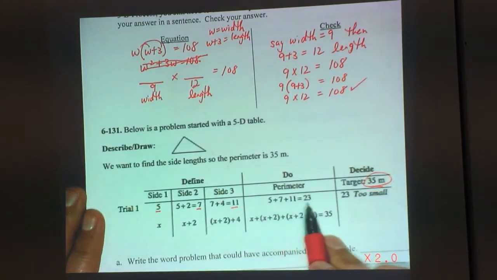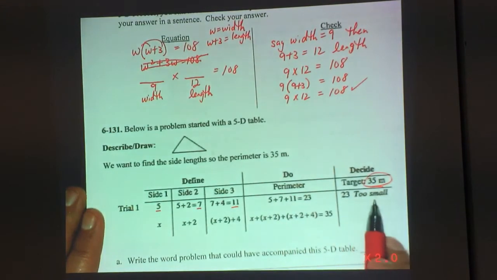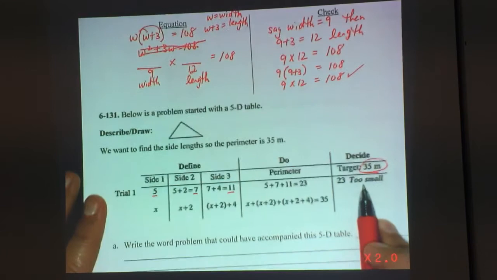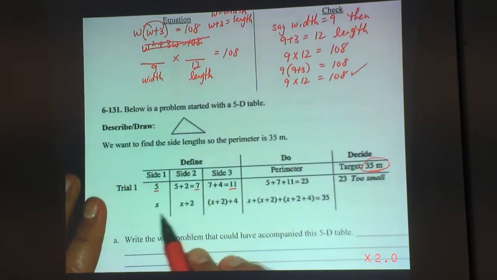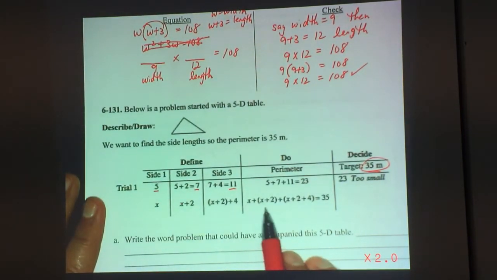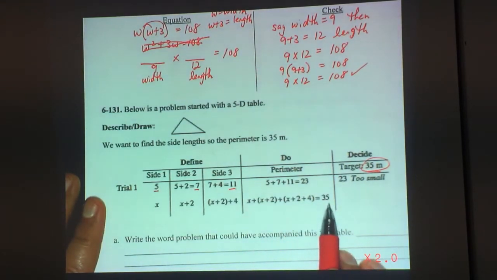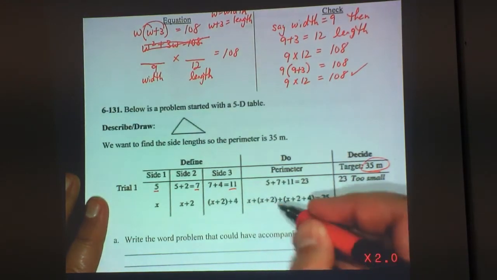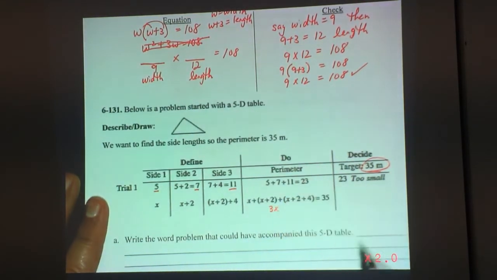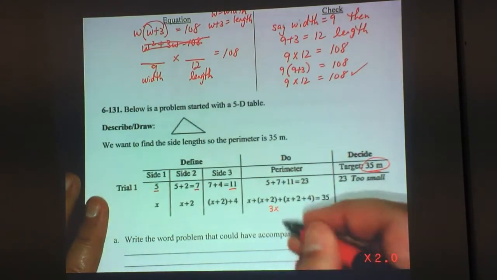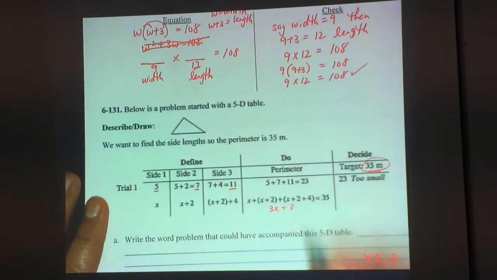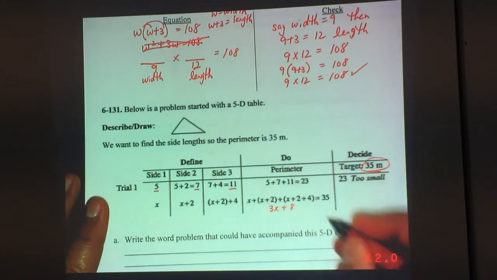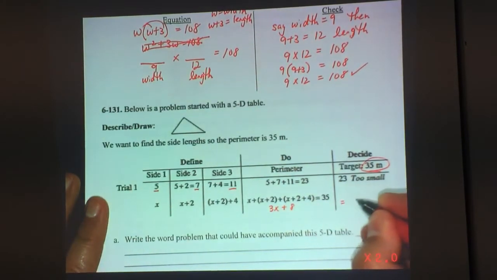So when they added those 3 up, they got 23, which is too small. Okay. So then they have side 1, side 2, side 3, and they wrote it like this. But this is kind of long and hairy. So let's combine like terms. How many x's do you see? 1, 2, 3. So we have 3x. What's 2 plus 2 plus 4? It's 8. Okay. So then we're trying to get our target number of 35.